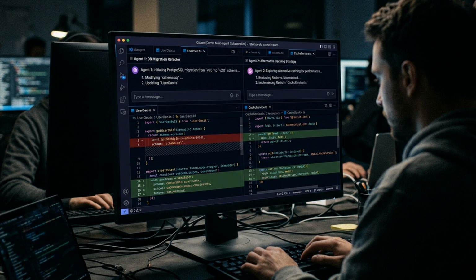The threads share the same workspace but maintain independent context. One agent doesn't see what the other is doing unless you explicitly bridge them. This is the key design choice.